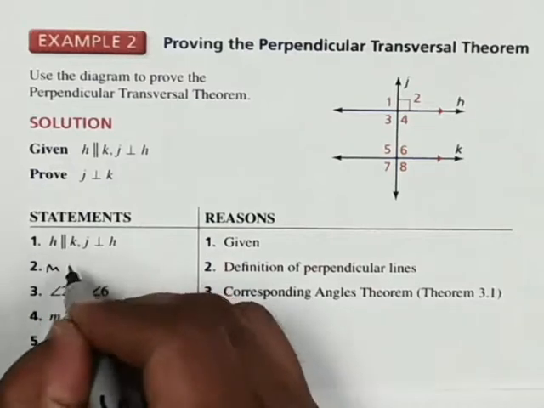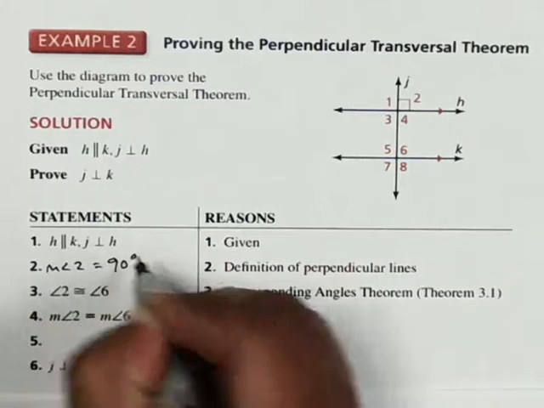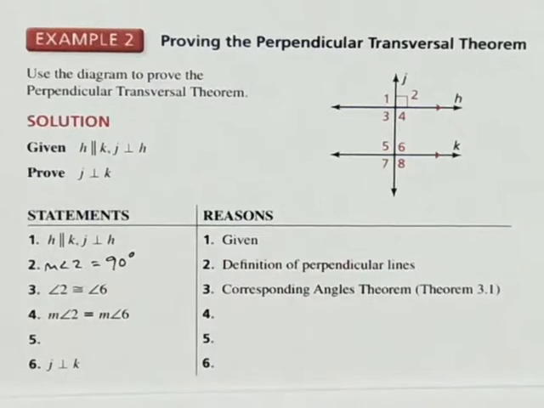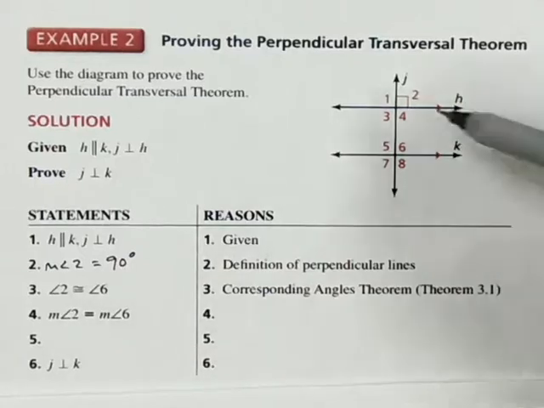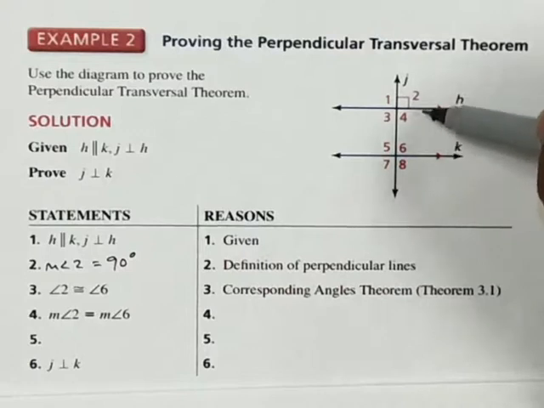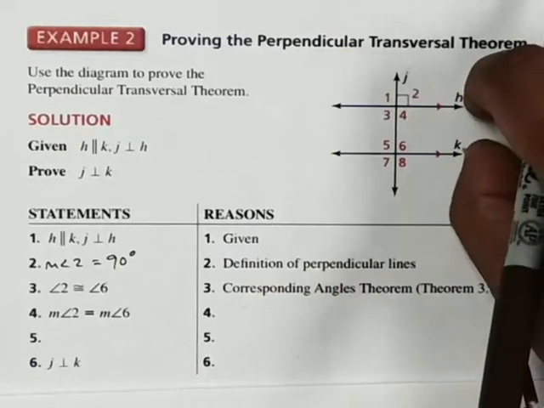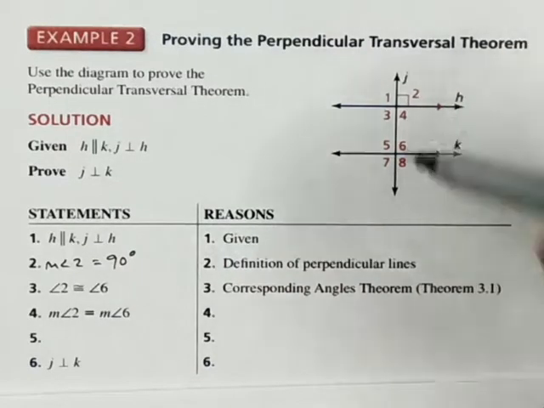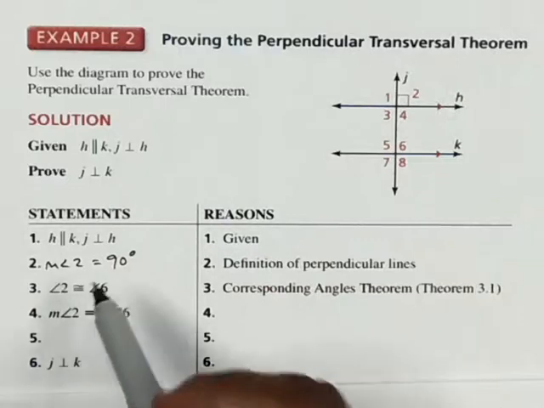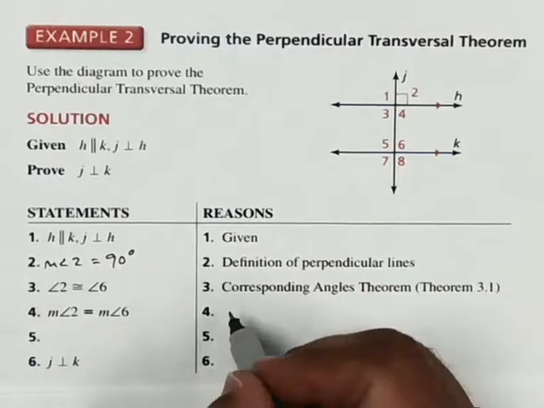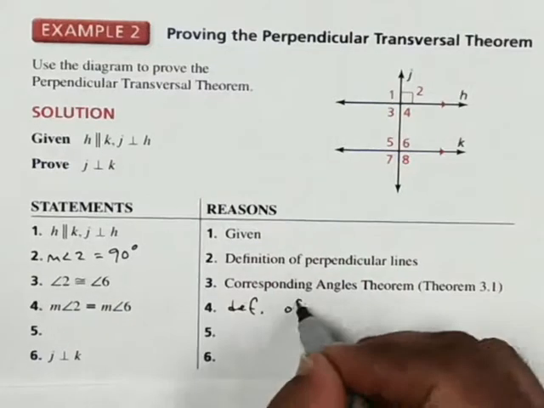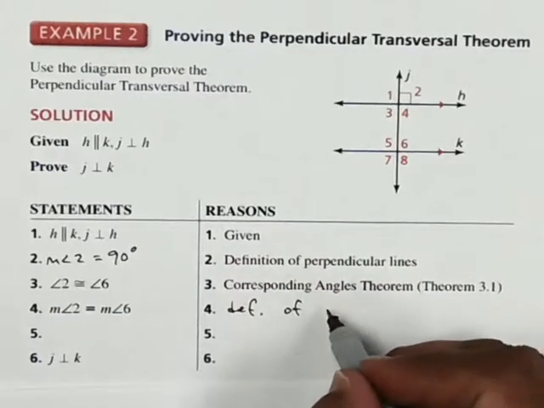We know that the measure of angle 2 has to equal 90 degrees because that's what it means when two lines are perpendicular. That means I actually have 4 right angles. So because of that, we also know that angle 2 has to be congruent to angle 6 because these are corresponding angles. Because H and K are parallel, angle 2 and angle 6 must be congruent. And if they're congruent, they're equal. So that's the definition of congruent angles.